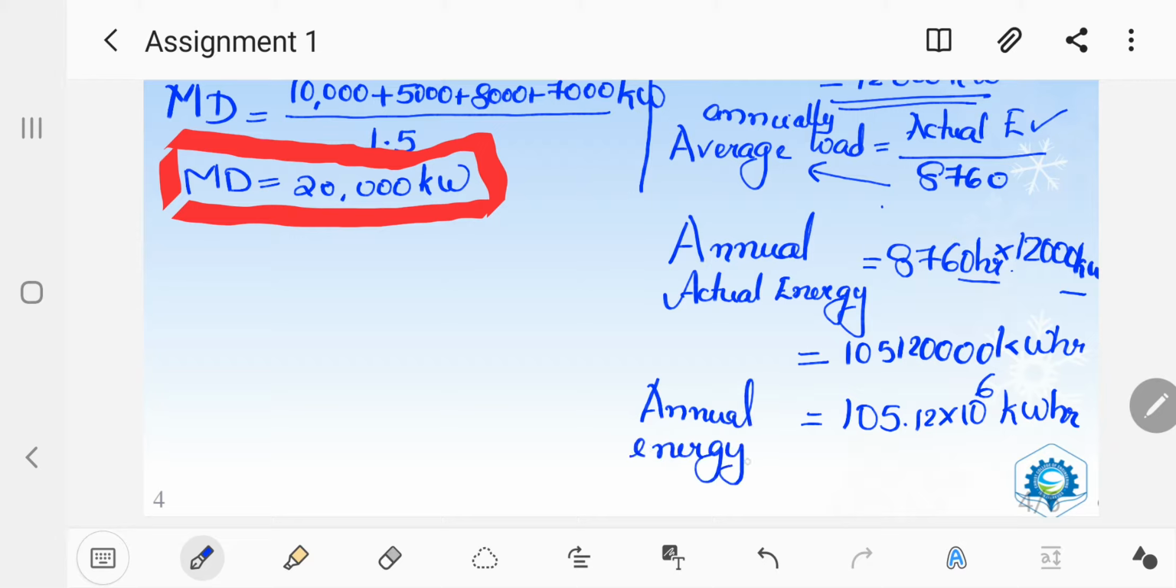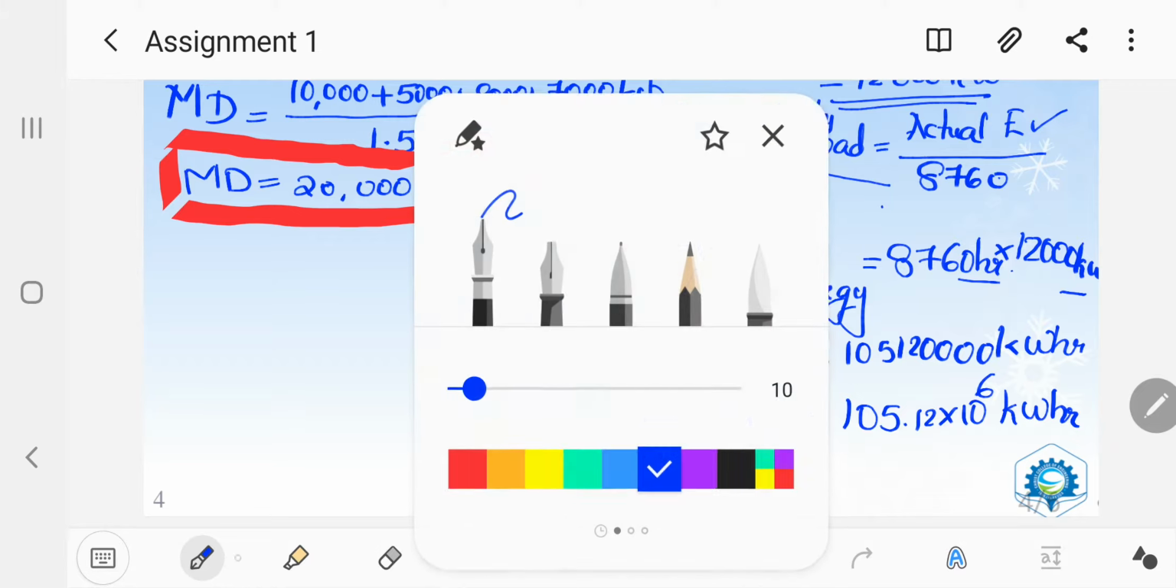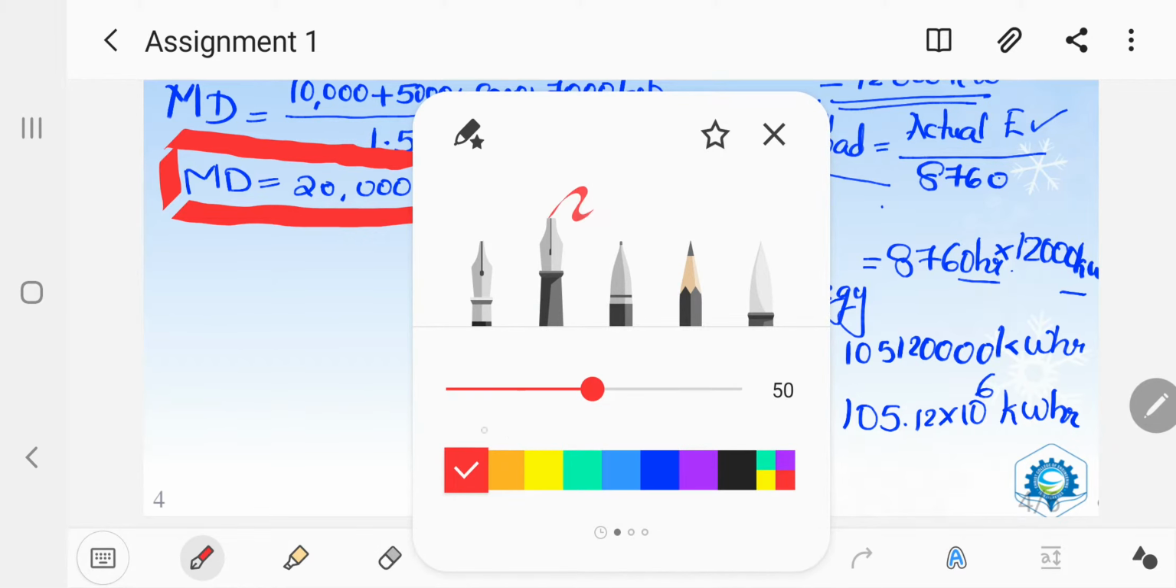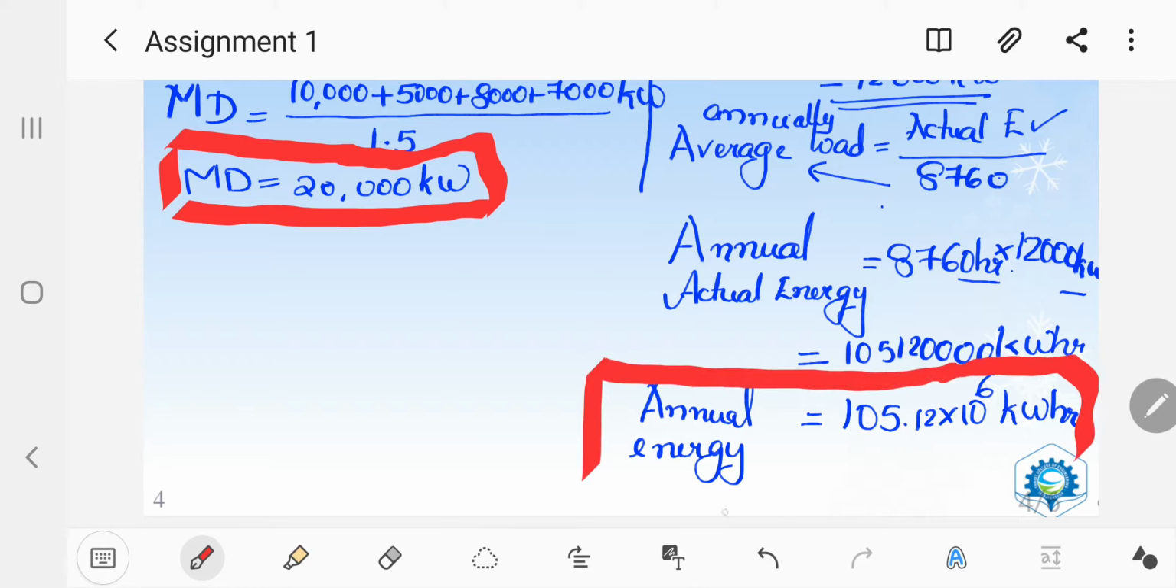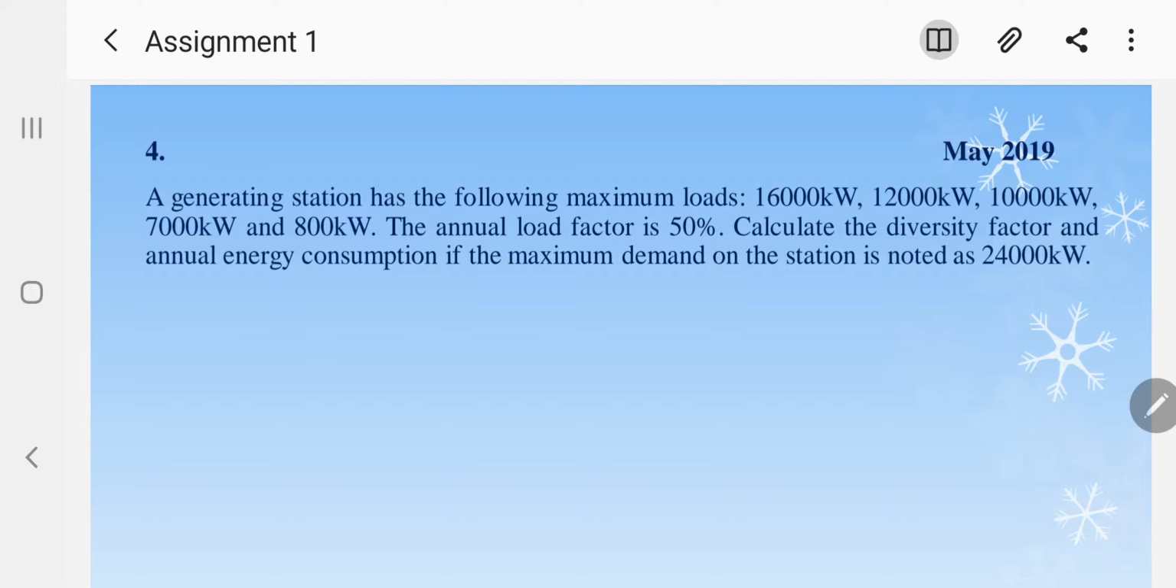being supplied is equal to, what is the answer? Here you can see the answer. Annual energy being supplied is equal to this much kilowatt hour: 105.12 into 10 raised to 6 kilowatt hour. So this is how we can solve the first problem. Let us now move on to the second problem.